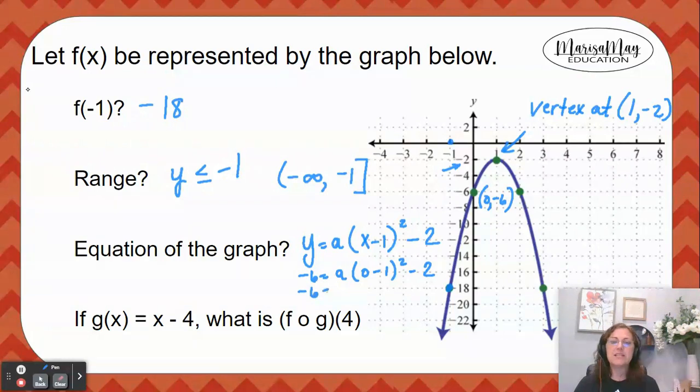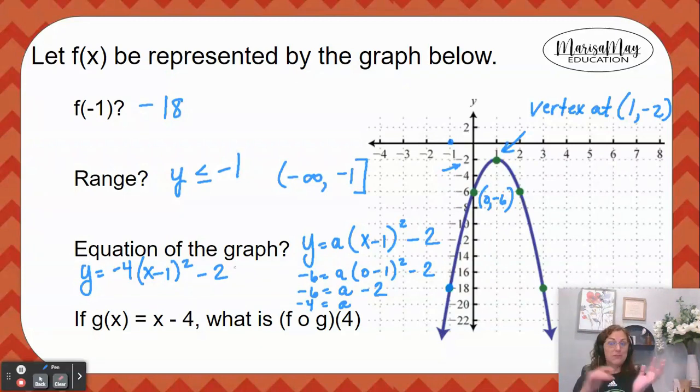So I've got -6 equals a times 0 minus 1 is -1 squared, +1. Love that. And then -2. So now if I move over that -2, I get that a is -4. And so my equation would be y equals -4 times the quantity x minus 1 squared, minus 2. And that's my equation for this graph. And what I hope you can see is I saw the vertex in the graph, so I put it in vertex form, but then I used another point to help me solve for that stretching factor because I visually didn't see that stretching factor right off the bat.